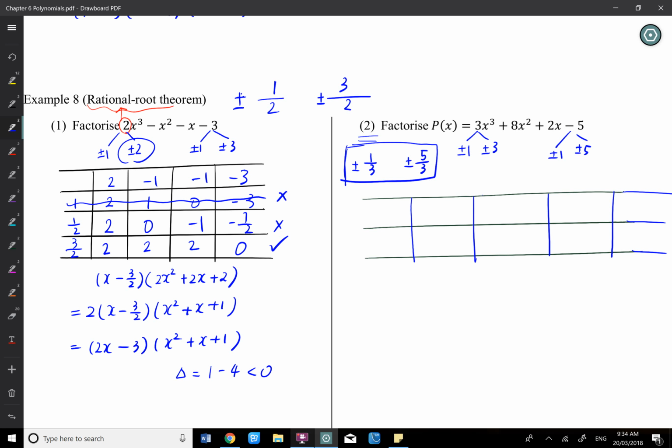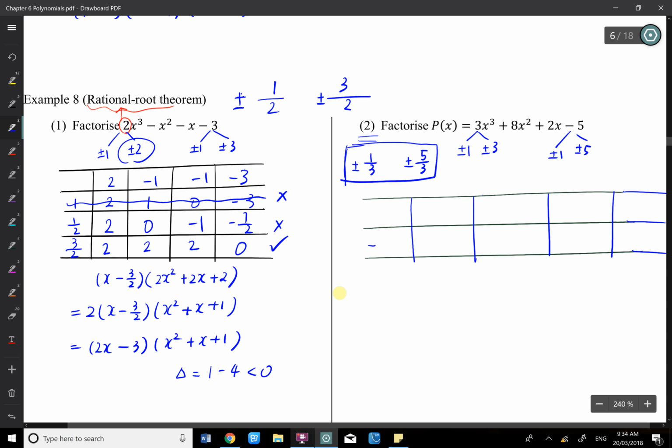You can start by thinking, oh, we have a coefficient which is not 1, so it might be a fractional answer. So we make all these fractions and try the fractions first. And if none of the fractions work, you can go back and try the integers. In this case, I'm telling you the integers won't work, I tried all of them. So we put -5/3. We have 3, 8, 2, and -5.